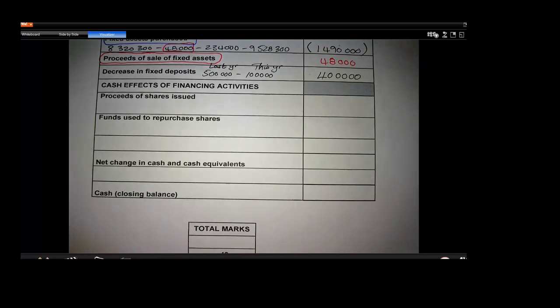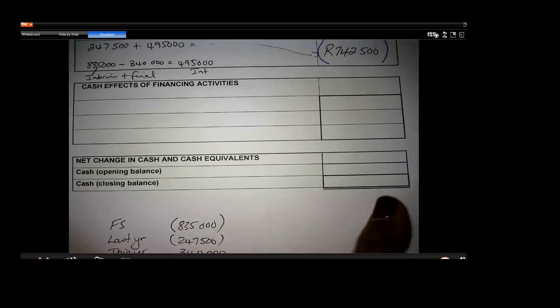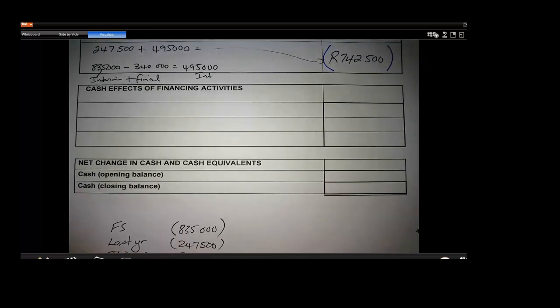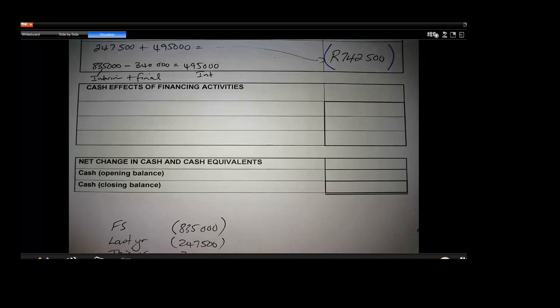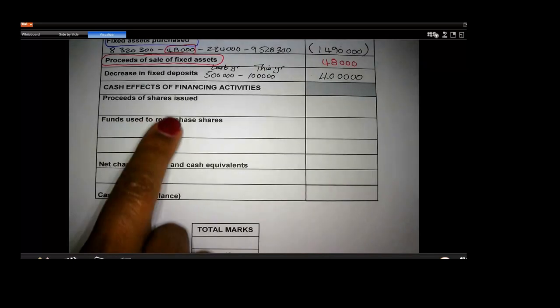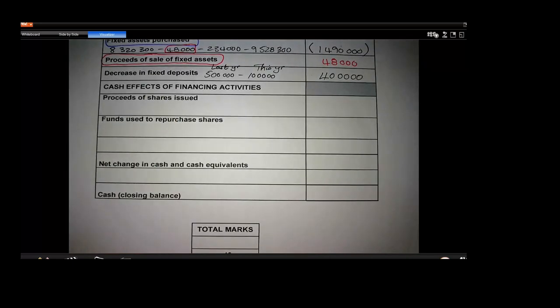And I'm just going to show you this quickly. Can you see why I insisted that you know exactly what is under financing activities? This is activity two, where they ask you to do financing activities. This is activity one. They give it to you. But learners, I cannot guarantee that they'll give you that.